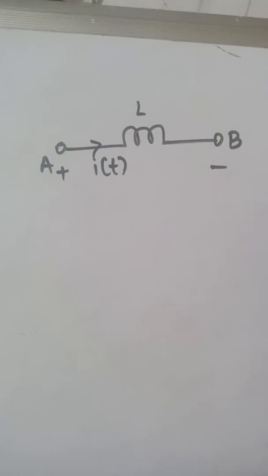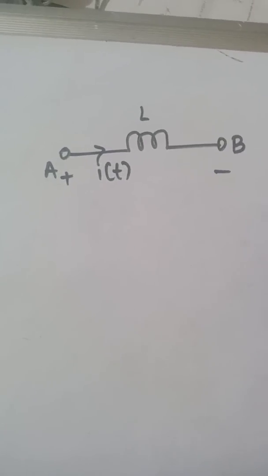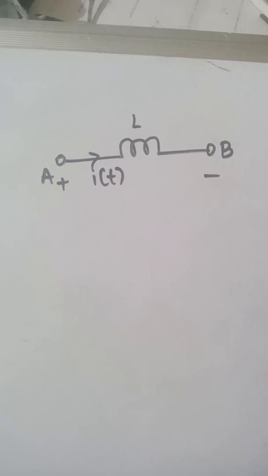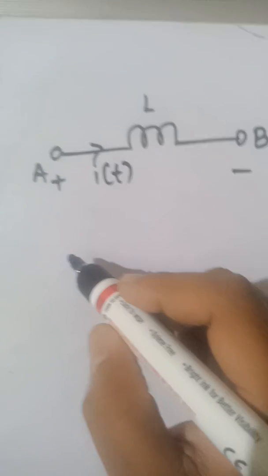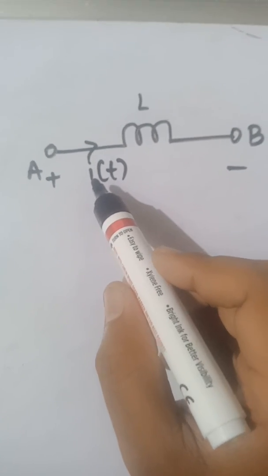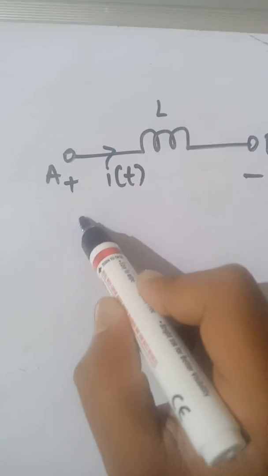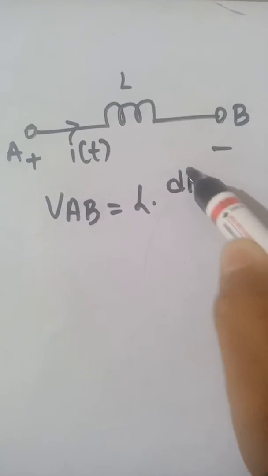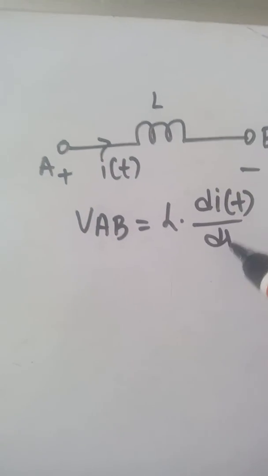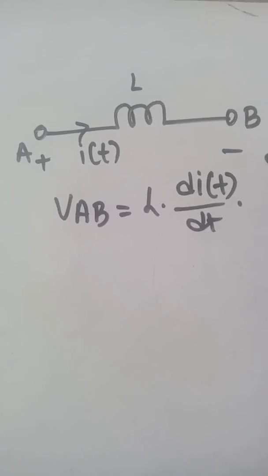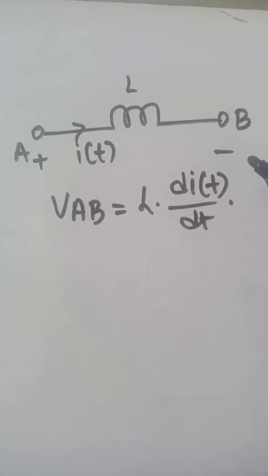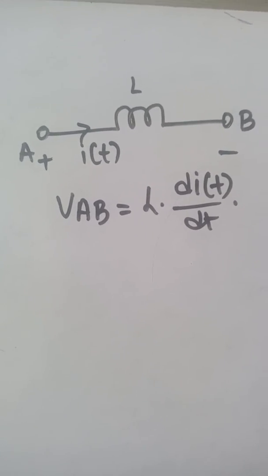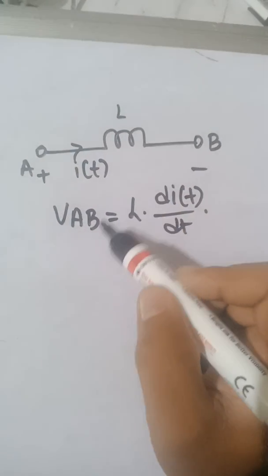If you look into this circuit, I mean not circuit, it's an inductor element, which has some inductance L. Now a time varying current is flowing through the inductance. Everybody will know V_AB equals L times di(t)/dt. As current is time varying, of course flux will be time varying. Flux produced by this inductor will be time varying by this coil.